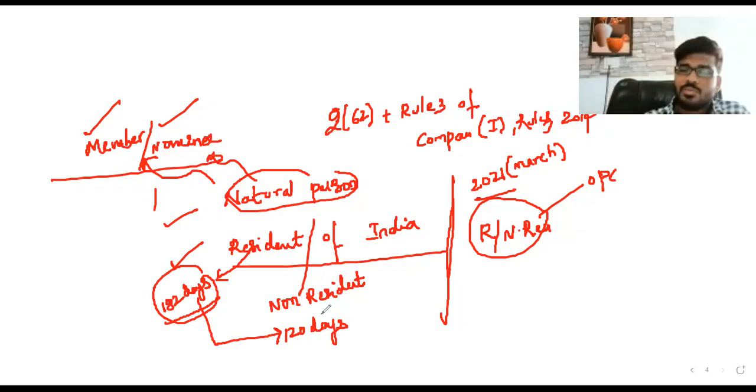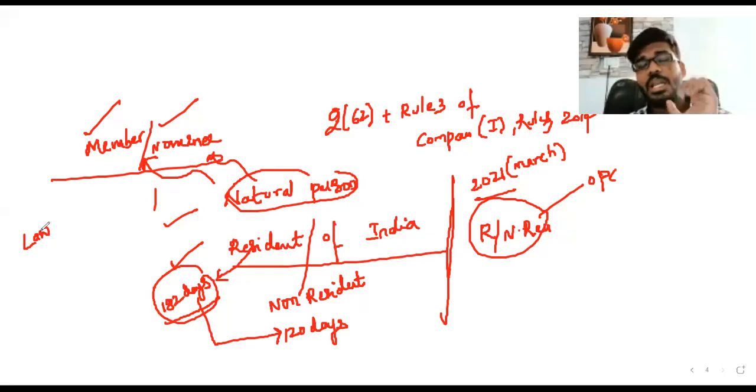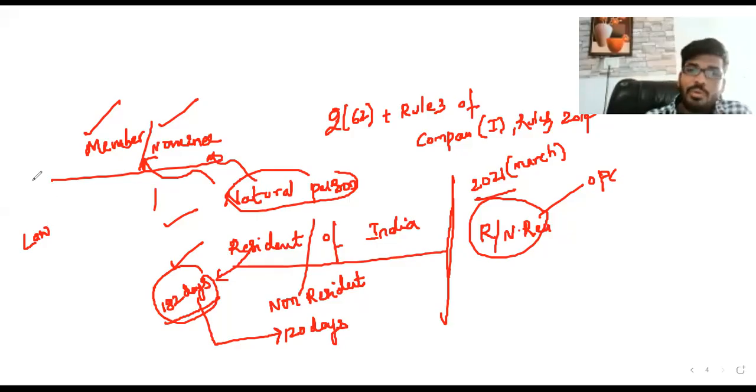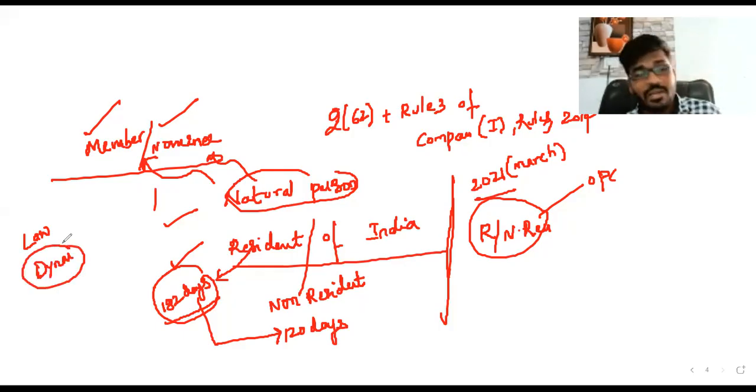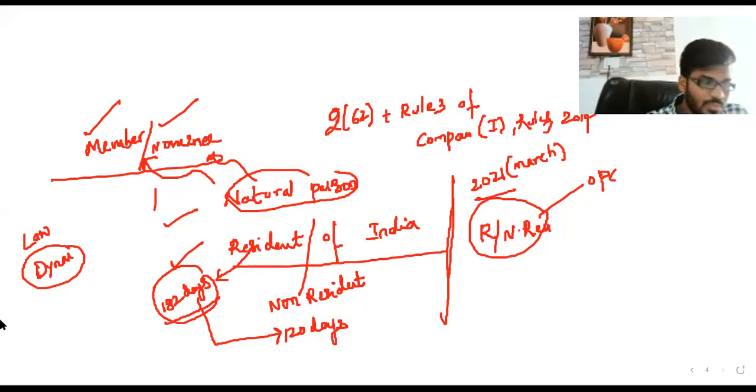What is the law generally, sir? Law is not a static one. Static means once it is prepared, lifelong it is like that. No, sir, law is not like that. Why? Because law is dynamic in nature. Dynamic means it keeps on changing according to the requirement of the society. Yes, it keeps on changing according to the requirement of the society.